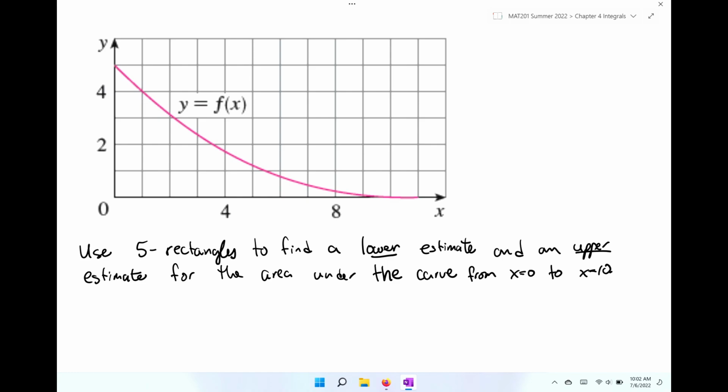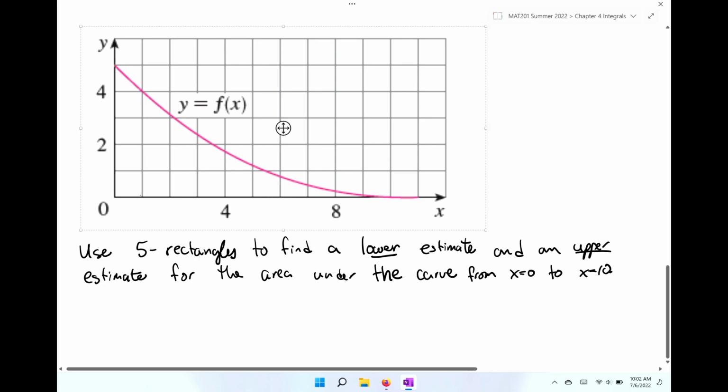So the first thing we need to do, all right, is we need to look at this. We know we start at 0. We know we're going to 10. So you've got to be careful here. This is 1, 2, 3, 4, 5, 6, 7, 8, 9, and 10, all right? And we want 5 rectangles. So our delta x here is going to be 10 minus 0 divided by 5, which is 2.